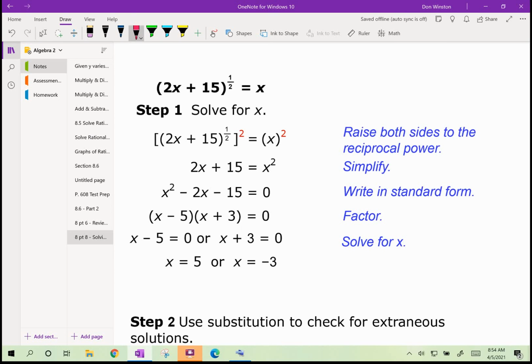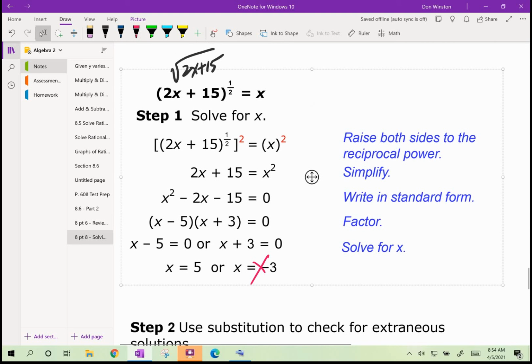And again, you can exclude negative 3 because 2x plus 15 raised to the 1/2 is the same as the square root of 2x plus 15, and it has to be either positive or 0. So x equals negative 3 is not a possibility. The left side has to equal the right side, but the right side here would be negative 3, and the left side cannot be negative.